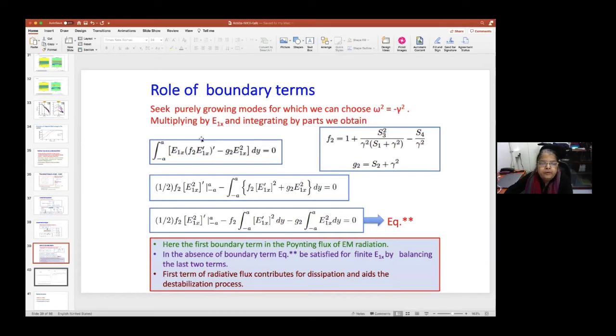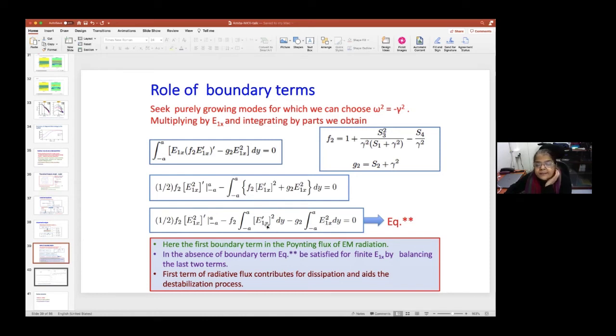And if you integrate this equation over a finite region, minus A to A, where the beam was finite, we get something like this term. So there's a boundary term appearing here. This boundary term for periodic simulation would be 0, and then this would be equal to 0, and that can happen by the balance of these 2 integrations. But in the presence of boundary terms, this can be shown to be basically the Poynting flux of electromagnetic radiation. So if this term is there, then both these 2 terms can balance with this particular term.